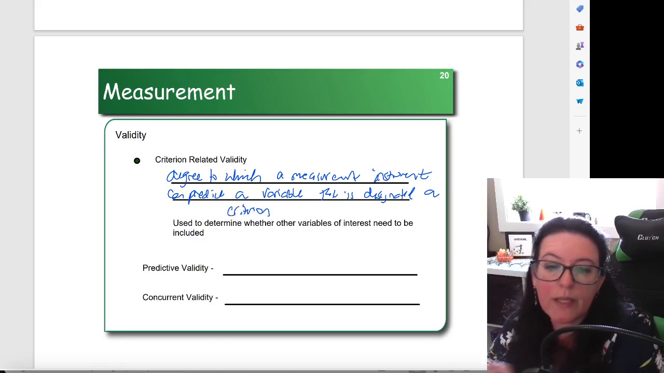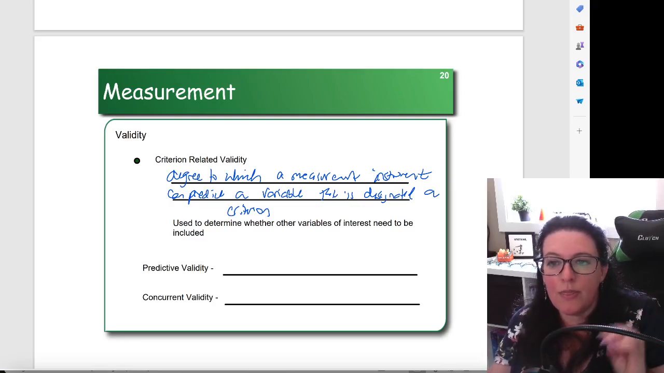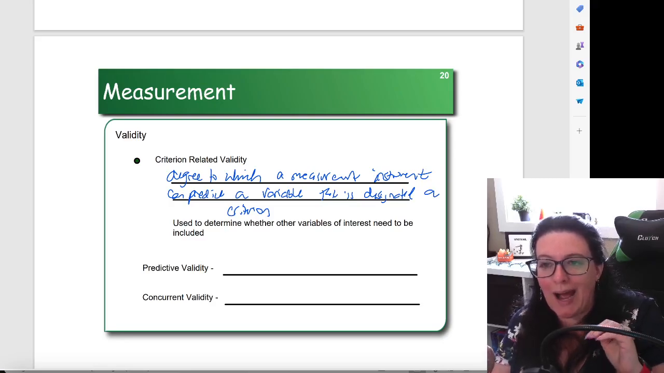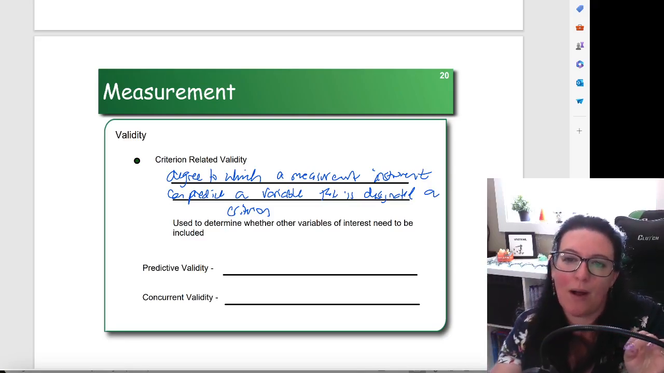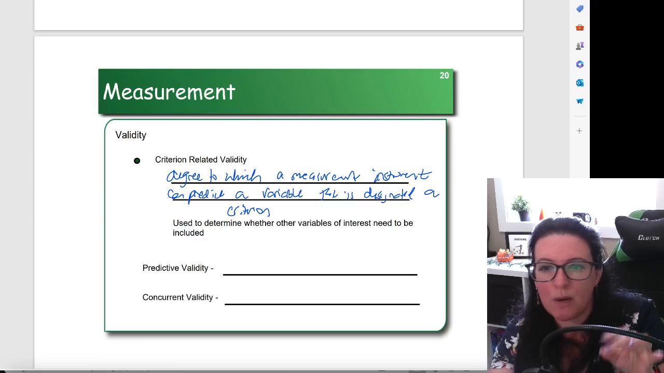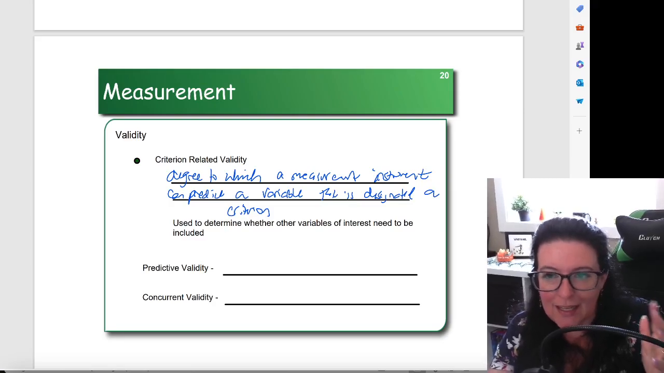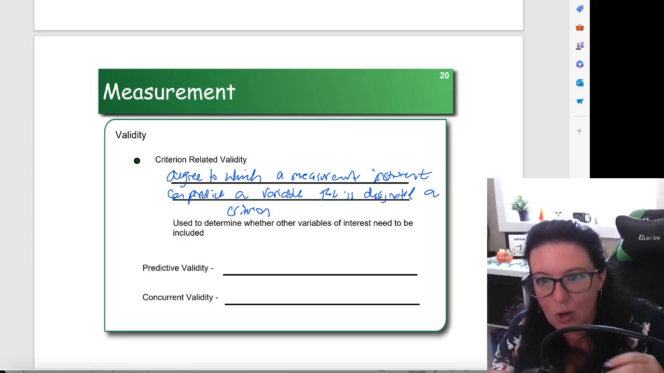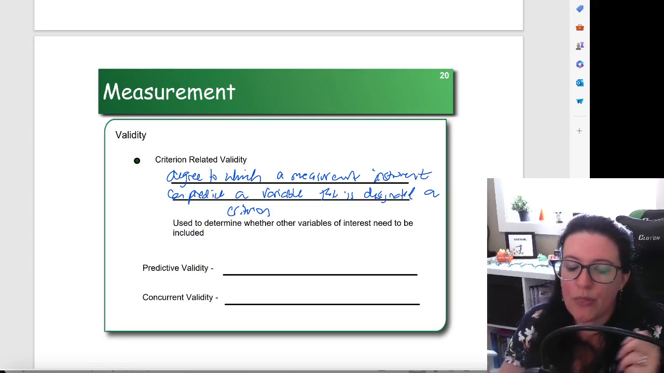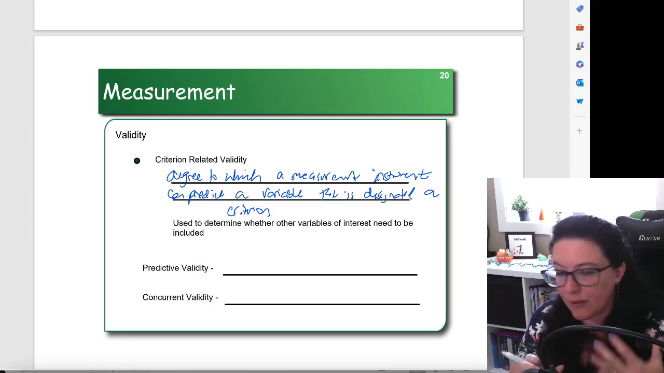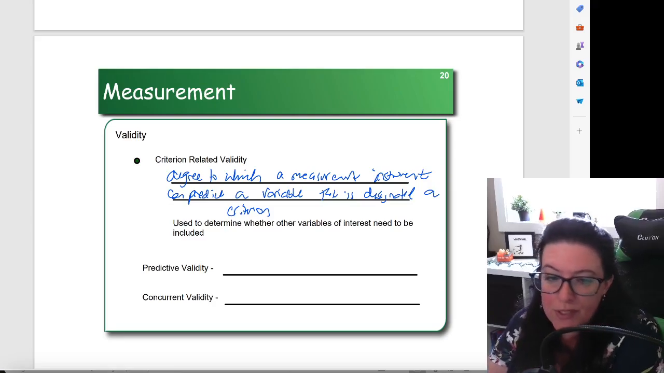All right, so here we're really looking at the relationship between questions. This is whether or not we need to ask about certain things or whether asking about one tells us about the other. So it's used to determine whether other variables of interest need to be included in our research instrument, or by finding out one, you've learned about the other. So then we're looking at two types of validity: predictive validity and concurrent validity.